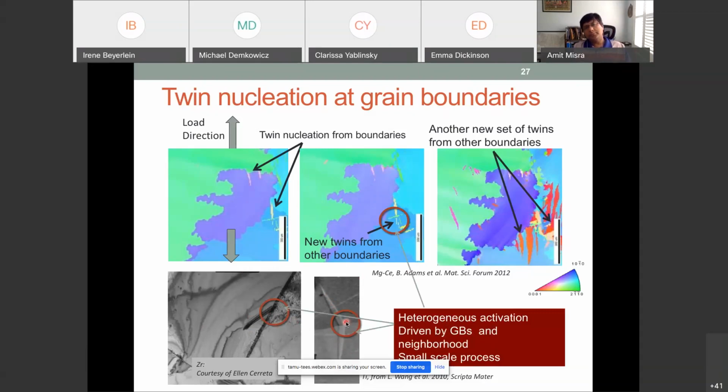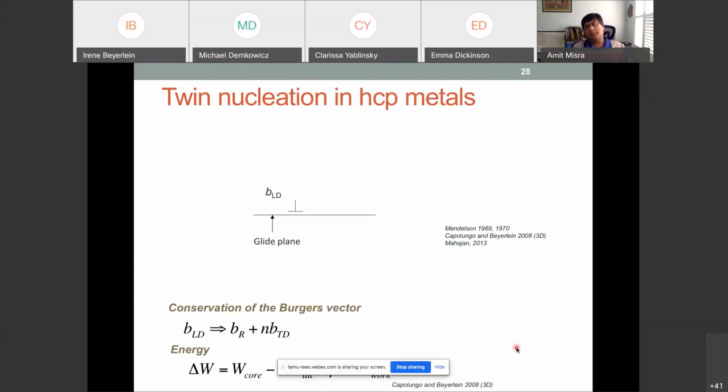So what this tells us as far as understanding nucleation is that the activation volume is rather small. They form in high stresses, and if there is a crack or a surface or a defective boundary, they tend to form at those defective regions. And so it's a very small scale process.